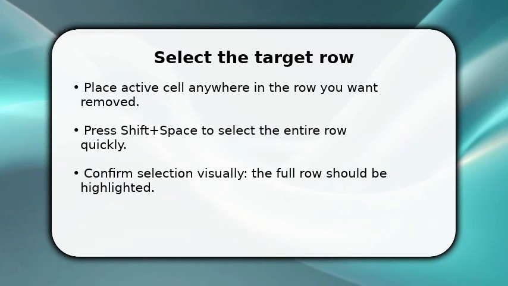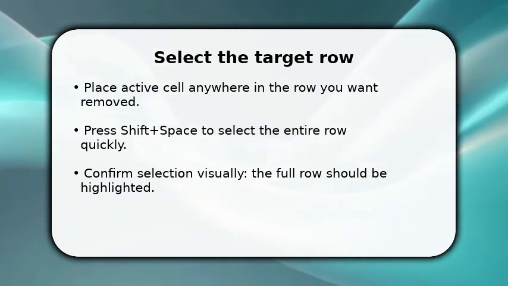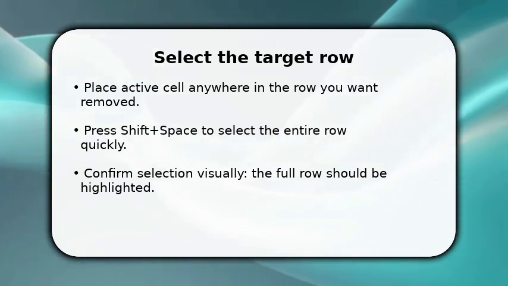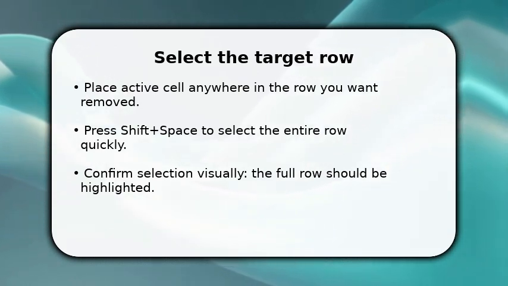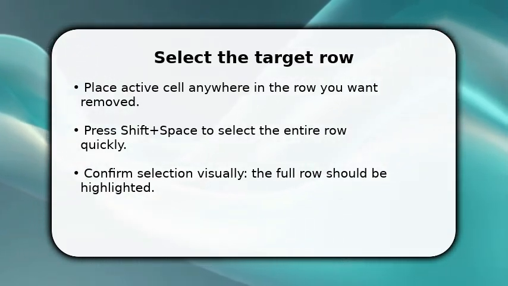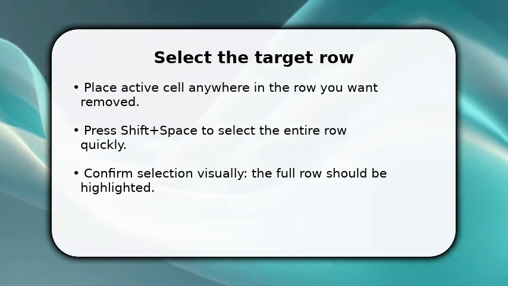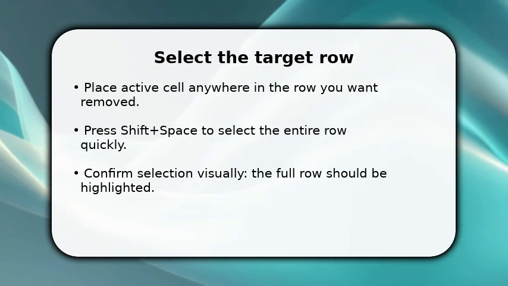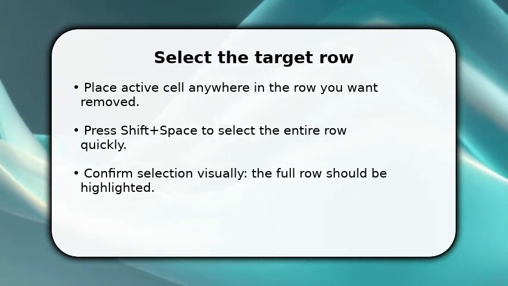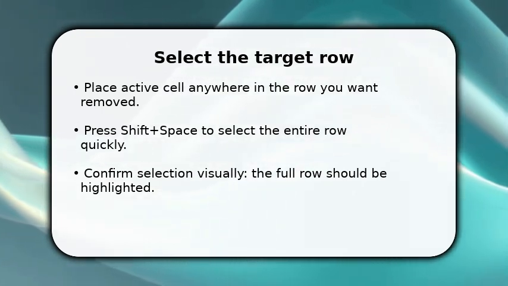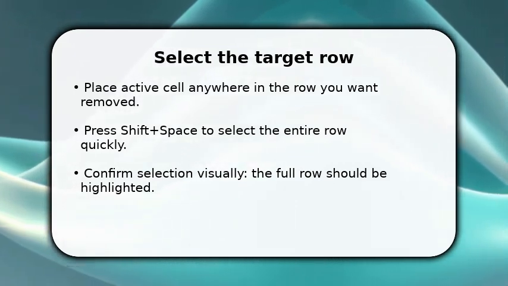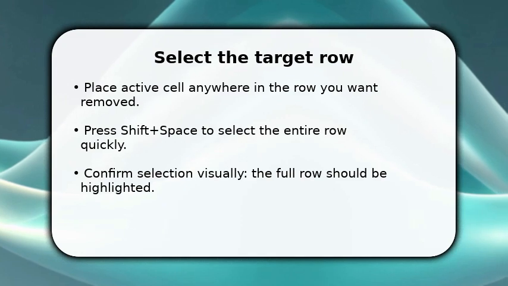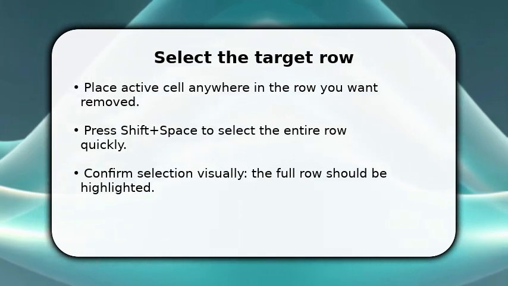You already have Excel open and the sheet visible. Now start. Move the active cell into any cell on the row you want removed, because deletion acts on the selection. Once positioned, press Shift plus space to select the entire row. This is faster and safer than guessing. You need the whole row selected so subsequent keyboard commands remove the correct content. Make sure the row highlight spans all columns and pause to confirm before proceeding to deletion.